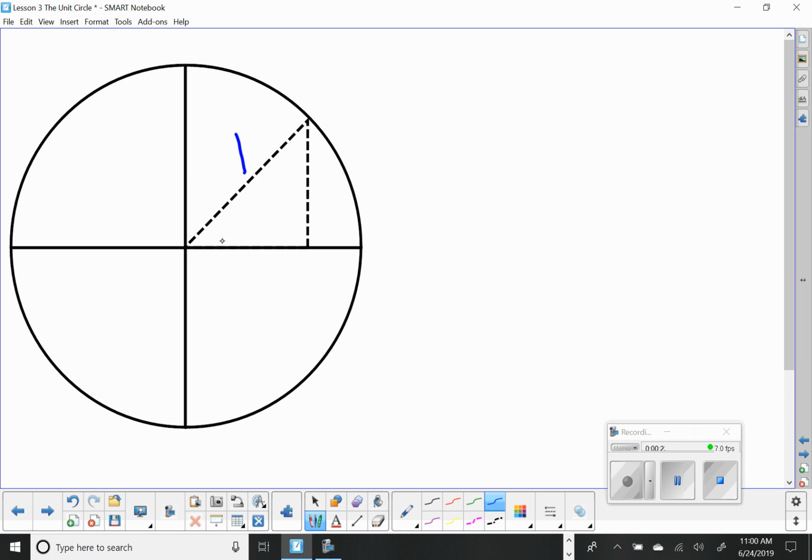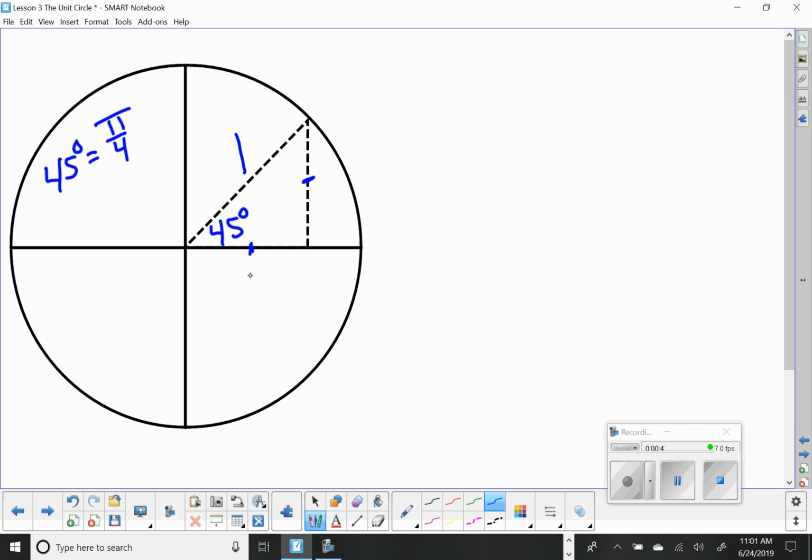Now, if this is a 45-degree angle, and remember that 45 degrees is the same thing as pi over 4 radians, so it doesn't matter which one we're talking about. If it's a 45-degree angle, then this side is the same as this side. We have an isosceles triangle. These are things that you should be recalling from geometry.